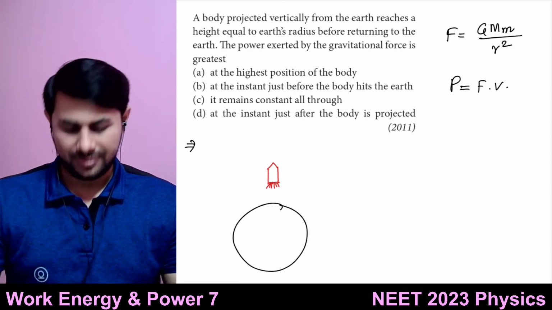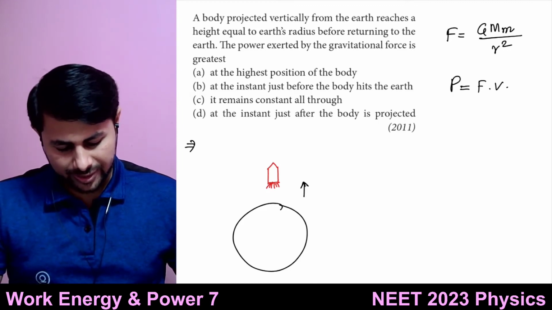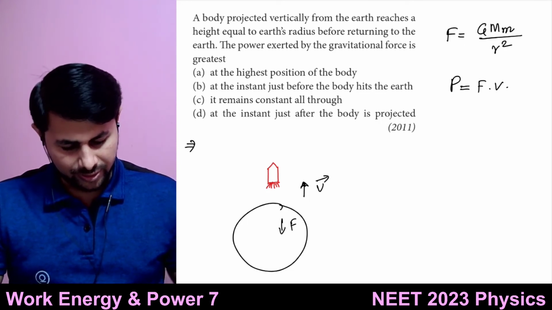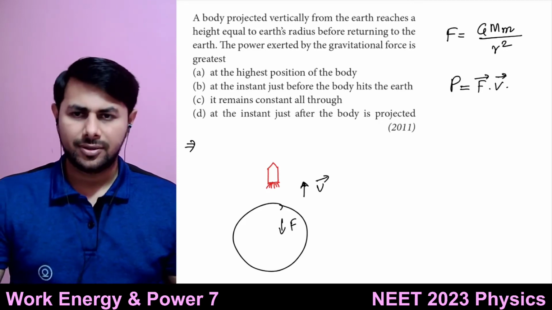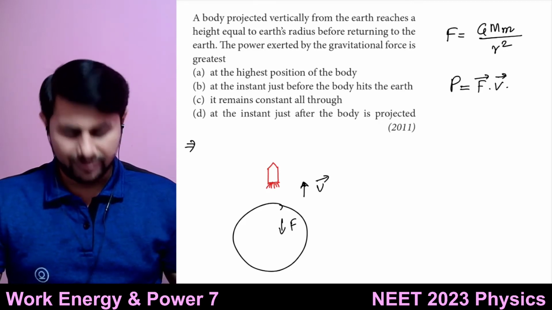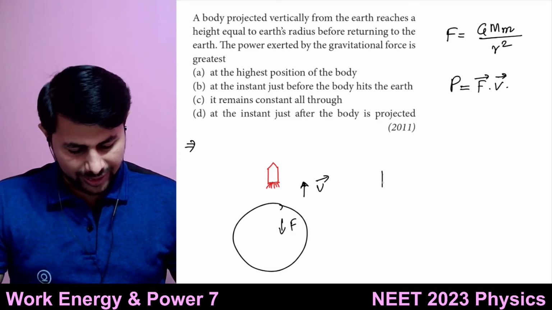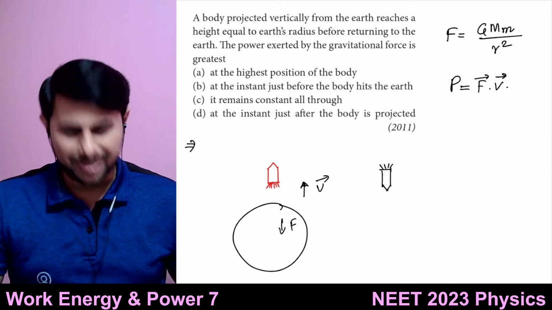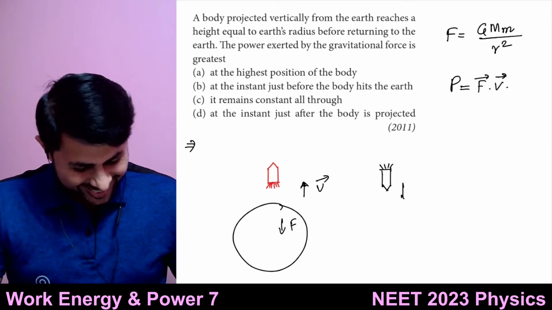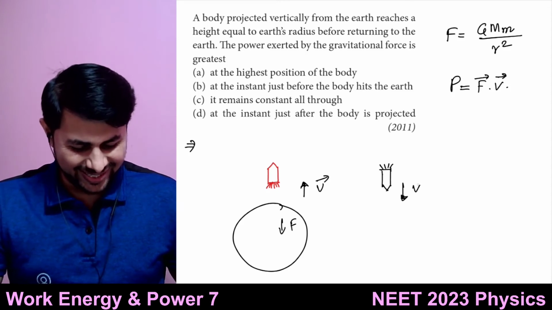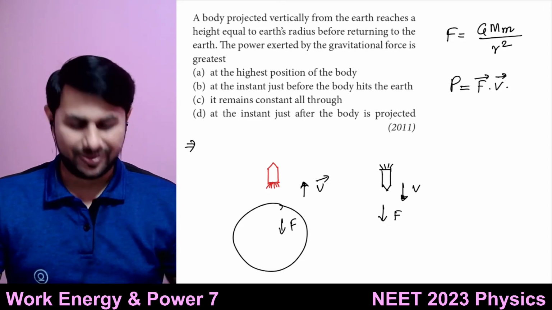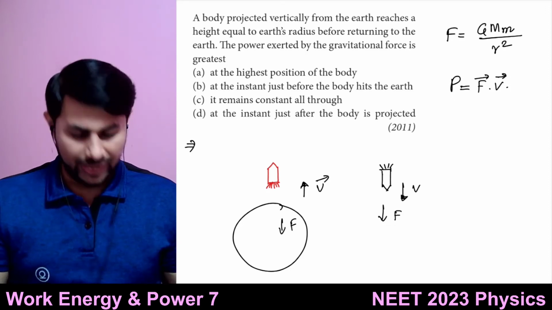Yes. So see, when it is projected, the velocity is upwards and force will be in downwards direction. And this is a dot product. And when it comes back, while the rocket comes back to the earth, velocity is in this direction and force is also in this direction, right? Because earth is always pulling it. So what will happen?